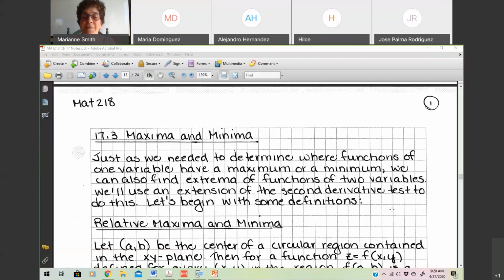If your second derivative was negative, your function was concave down, which meant you had a maximum. If your second derivative was positive, your function was concave up, which meant that you had a minimum. Okay, does everybody kind of remember the second derivative test?